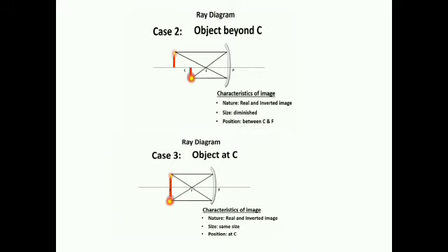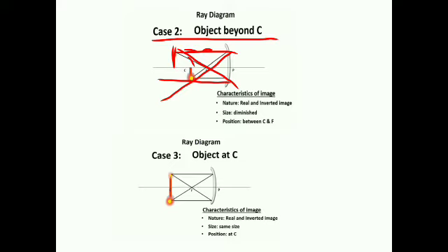Case 2. When the object is beyond C. As shown in figure, when the object is beyond C, the ray R1, a parallel ray after reflection passing through focal point. R2, the ray which is traveling through focal point after reflection becomes parallel to the axis.